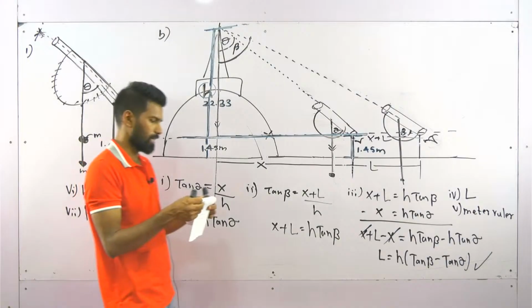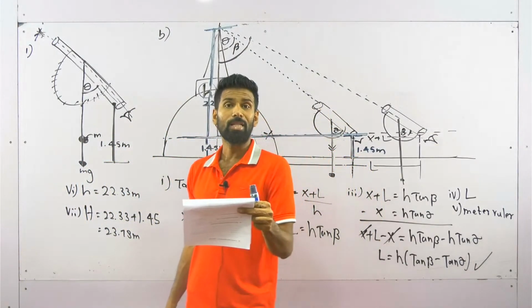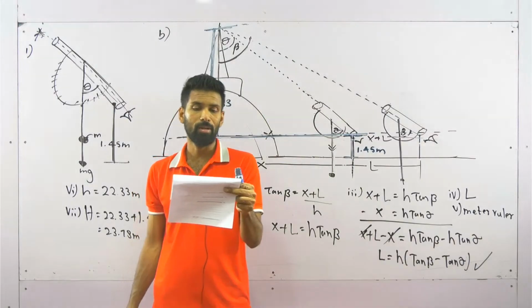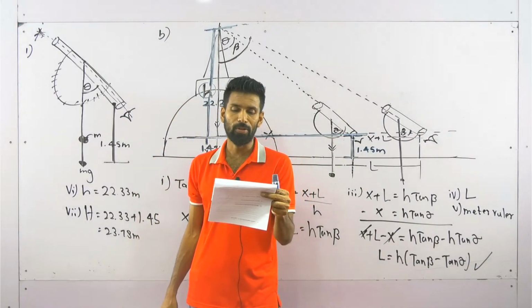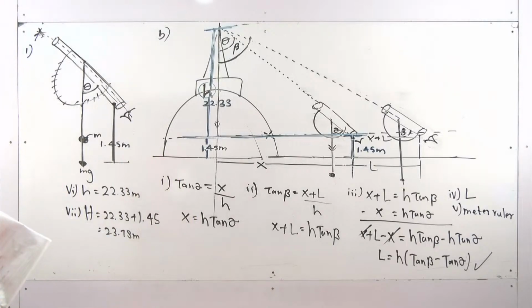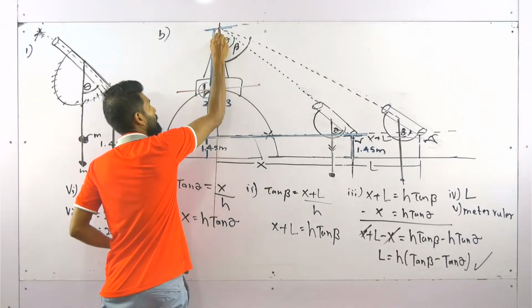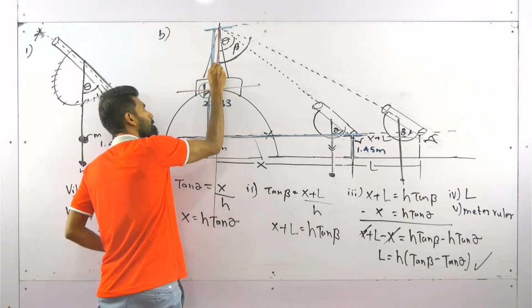Okay, so what is the 7th one? 8th one. What is the additional measurement? You need to find the height of kotha separately. Then there's another interesting question that I have asked. Now you need to find the height of kotha separately.